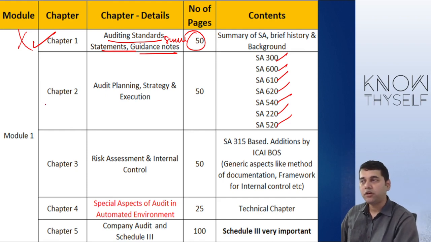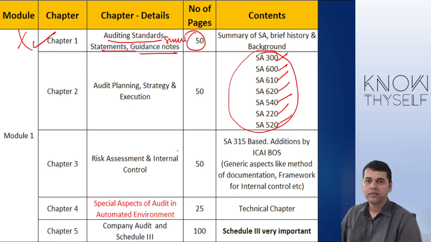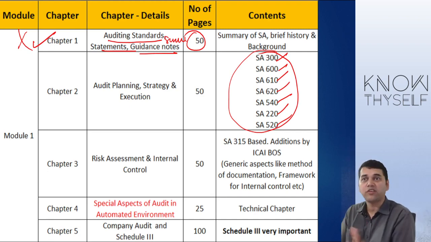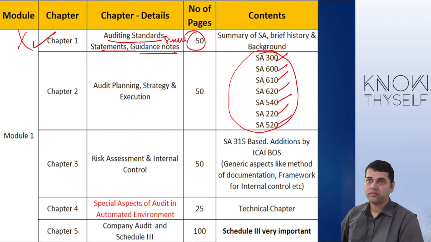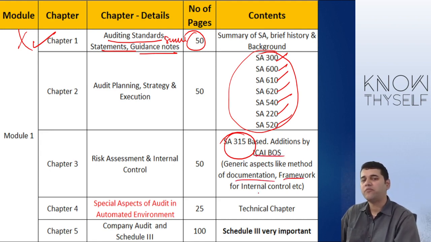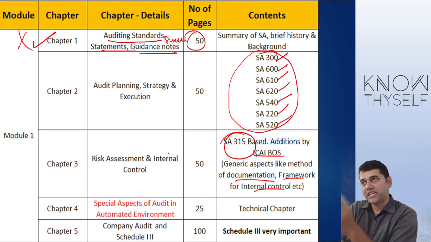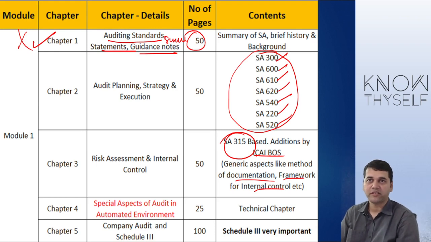Now, coming to chapter 2, you will not understand the flow of chapter 2. Why? Because it is coming from a mix of multiple standards, plus something the Board of Studies has also added. So you will not understand the base of that. So we are not going to touch chapter 2 initially, we will see it later. Then chapter 3 is nothing but SA 315 and some additions by the Board of Studies like documentation, framework of internal control, something extra they have put. Again 315, straight away you can't jump into 315 risk assessment. So this chapter also you leave aside.